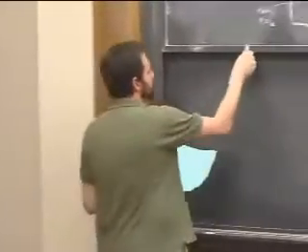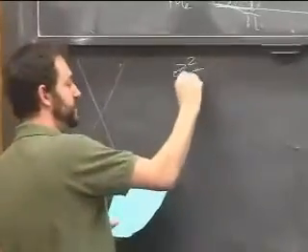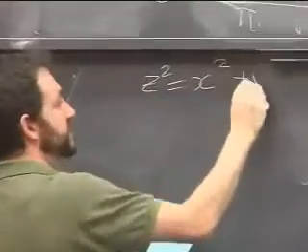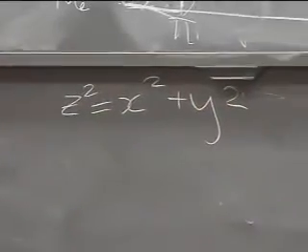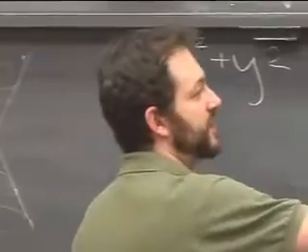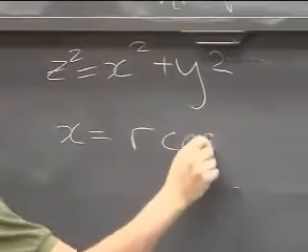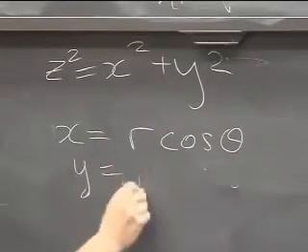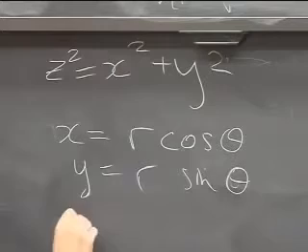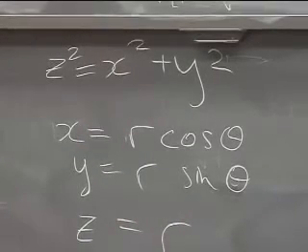So that's a parameterization. Here's another one. If you have a cone, z squared equals, say, x squared plus y squared. That's this double cone here. How would you parameterize that? Well, you'd use r comma theta this time instead of u comma v. And so a good way to do it is to write that x is r cosine theta, y is r sine theta, and then z is just r. And indeed, x squared plus y squared will equal r squared.